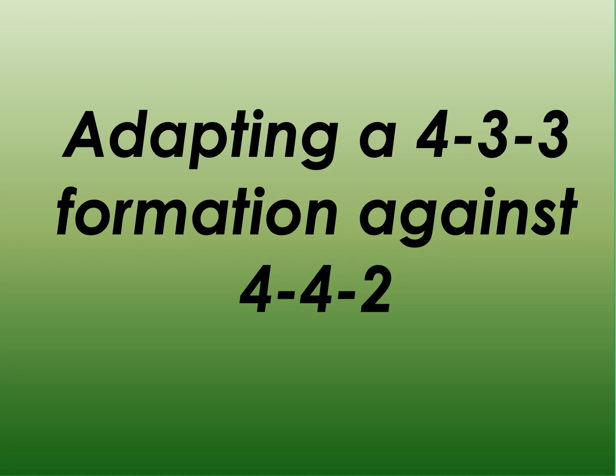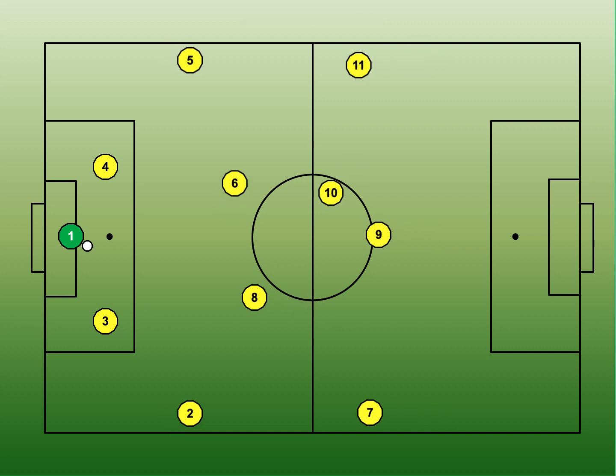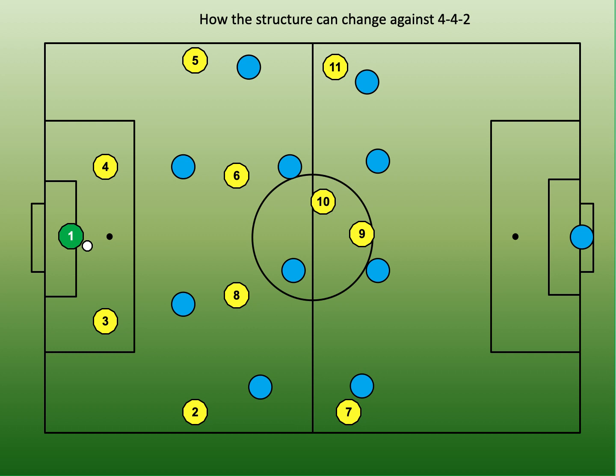Hey everyone, today we're going to be looking at how to adapt our 4-3-3 formation against an opposition's 4-4-2 formation under different types of pressure. Now, in our simplest form, our 4-3-3 comes with 4 at the back, 3 in the midfield, 1 striker, and 2 wingers. The first thing we can do to influence the opposition structure is drop our fullbacks.